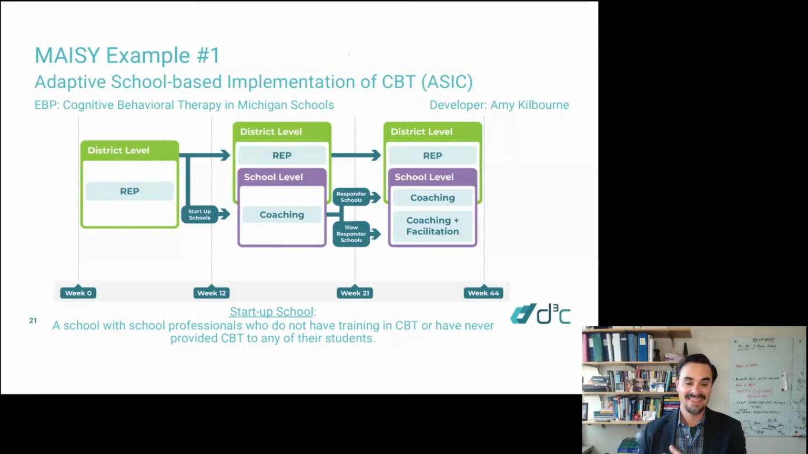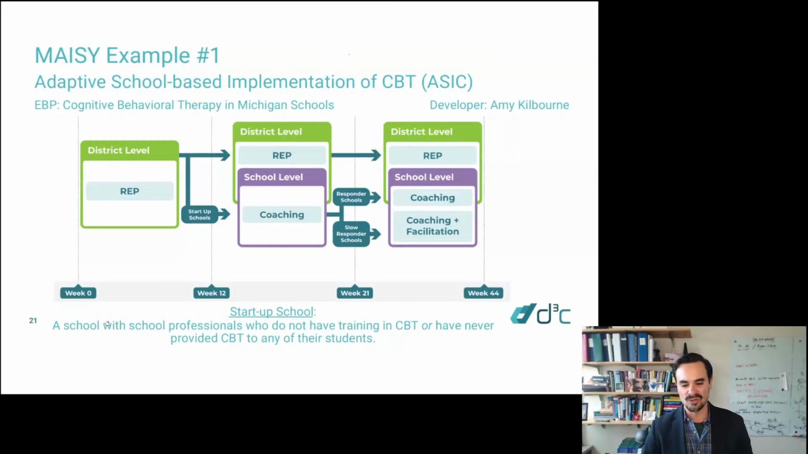Okay, that's REP. 12 weeks into the program, what's going to happen is the implementer, the state of Michigan, is going to take a look to see which schools hit the ground running. They're going to decide which are the startup schools and which are not the startup schools.